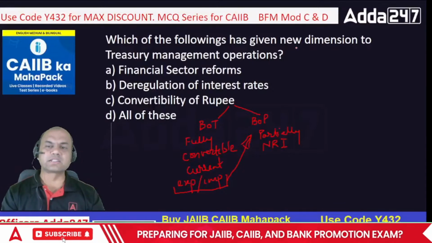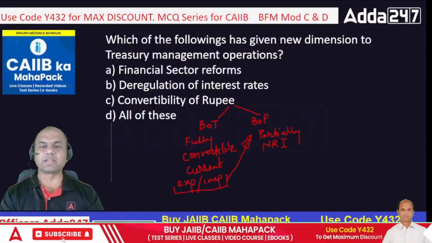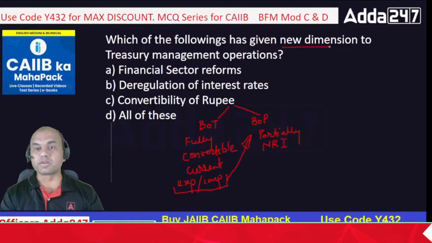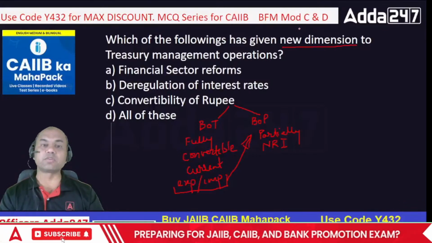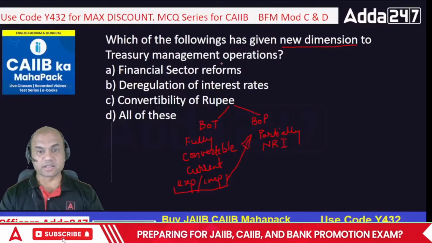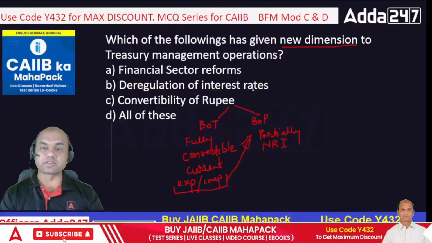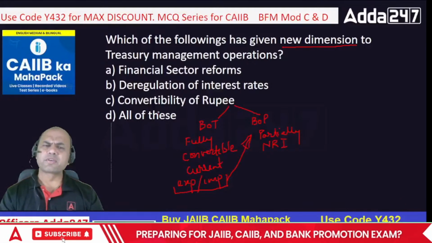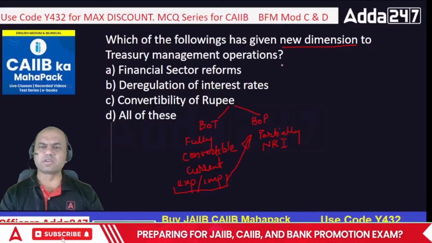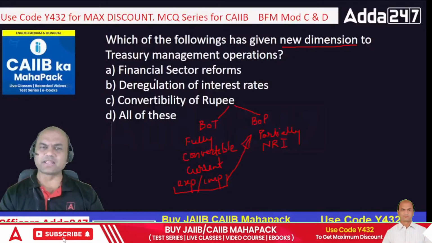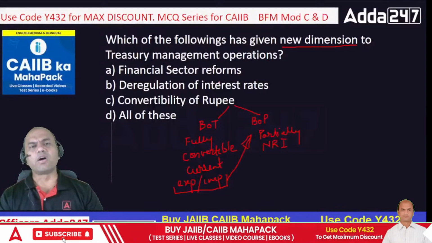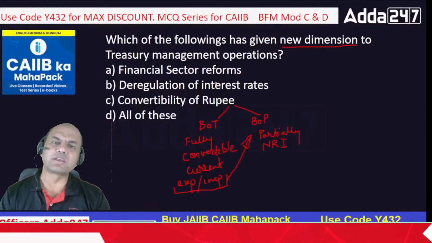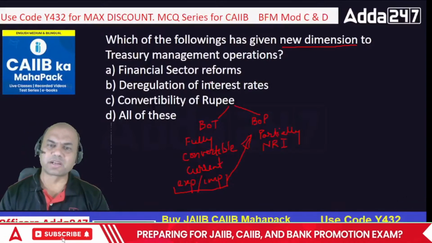Which of the following has given new dimensions to treasury management operations? New dimensions means new role. The role of treasury has changed because of what? Financial sector reforms, deregulation of interest rates, convertibility of rupee, and all of these. So which of them has given these new dimensions here? Quite simple. Financial sector reforms means what? All the changes which have been brought into the banking system, right?